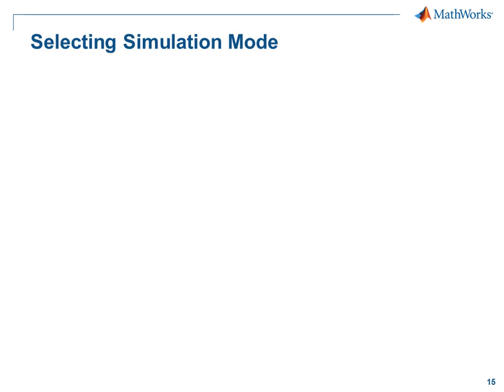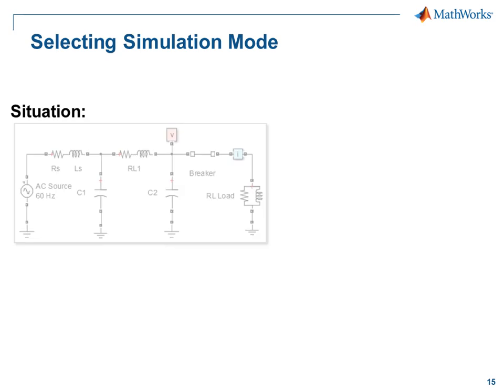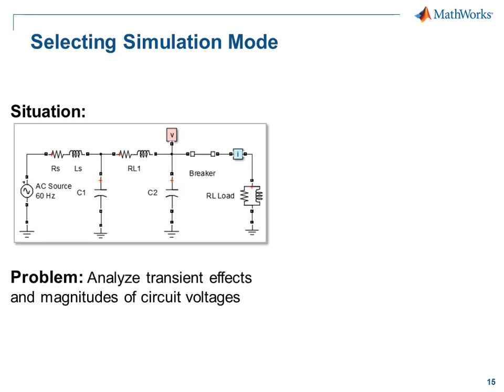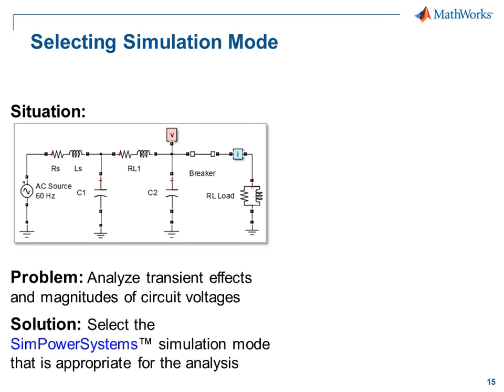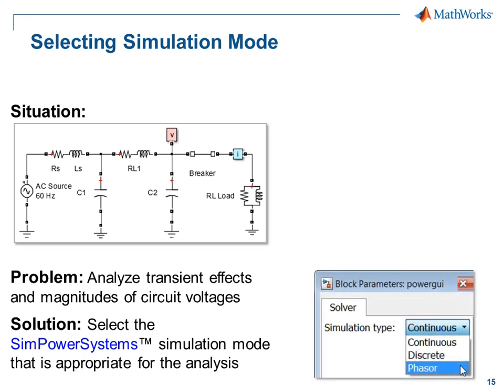In this demonstration, we're going to see how we can select the simulation mode in SimPower systems. We have a single-phase AC circuit, and we wish to analyze both transient effects and just the magnitudes of the circuit voltages. To do this, we're going to select the SimPower system simulation mode appropriate for the test we wish to run. You can select the simulation mode in the Power GUI.